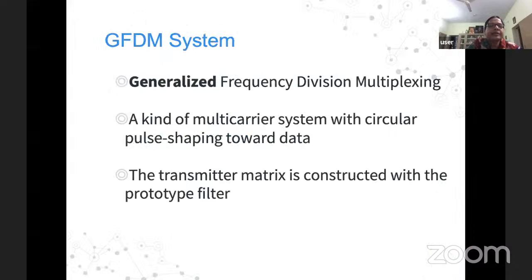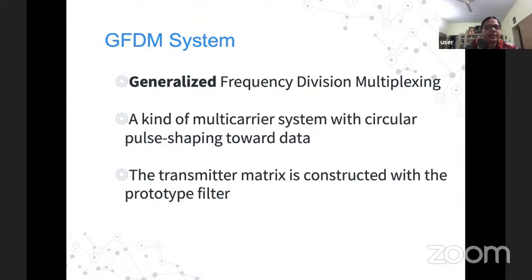This generalized frequency division multiplexing system is also a kind of multi-carrier system with circular pulse shaping towards the data. Anyway, in OFDM also, I said, when you are using a linear convolution, your data stream is going to stretch to a long data stream. But if you use a cyclic prefix, the last part is converted back into the first part, that comes under a circular convolution. So this also follows a circular convolution.